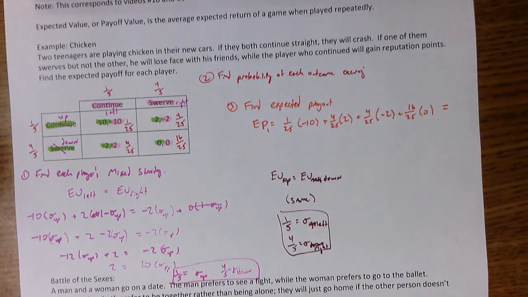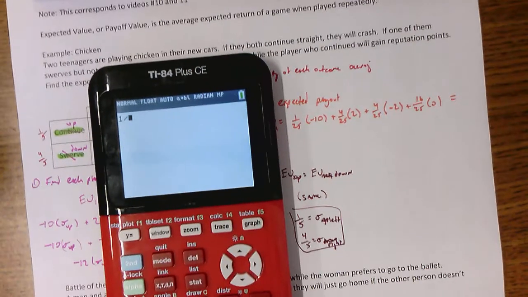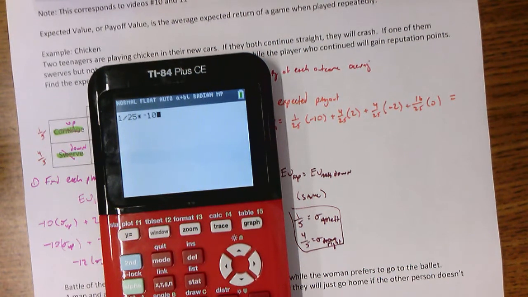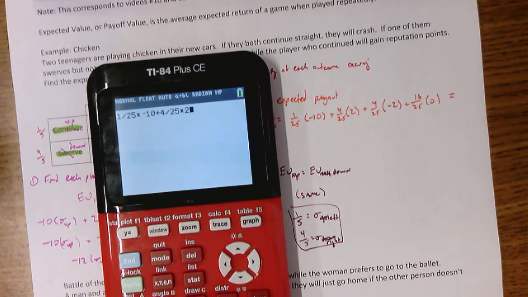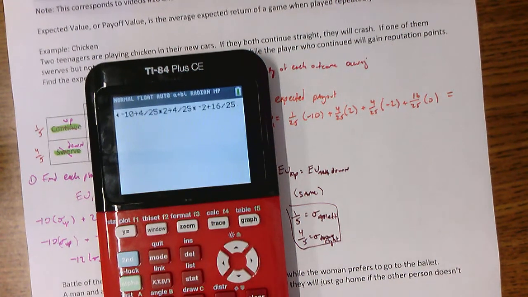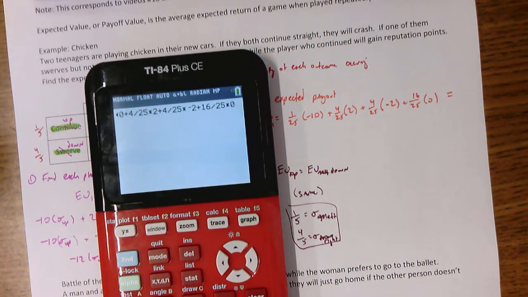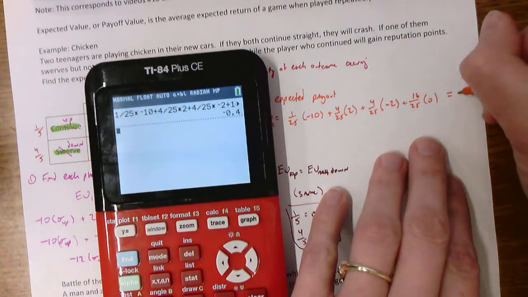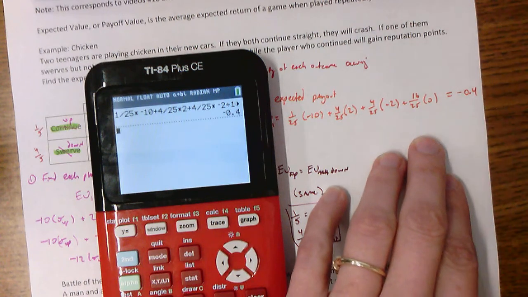Okay, and then I'm just going to take all of that and multiply and add. I'm going to grab my calculator and do this just so you can see what I'm actually typing in. So I'm doing 1/25 times negative 10 plus 4/25 times 2, plus 4/25 times negative 2. And then the 16/25, I really don't need to multiply by 0 because I know that's just going to go away, but I'm going to do it anyway. So this works out to negative 0.4. All right, and we're going to come back to what that means in just a second.